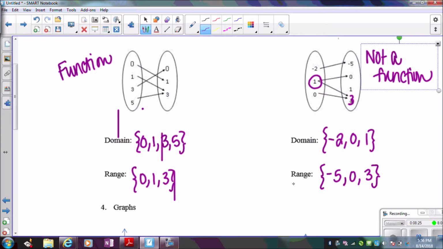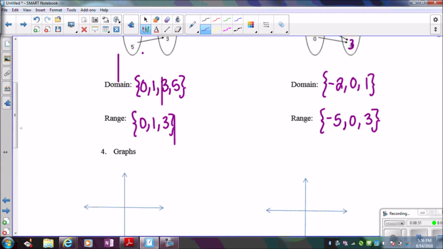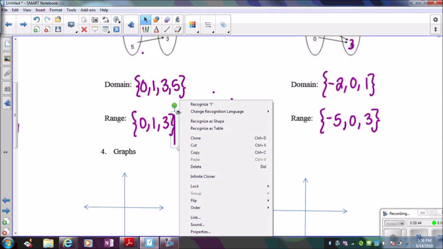So there's your mapping. So now if we go ahead down to the graphs here, we have a little bit more to talk about before we can actually talk about doing the domain and range of the graph. We have to refresh your memory on what's called interval notation. So basically, how are we going to write all of this stuff up?